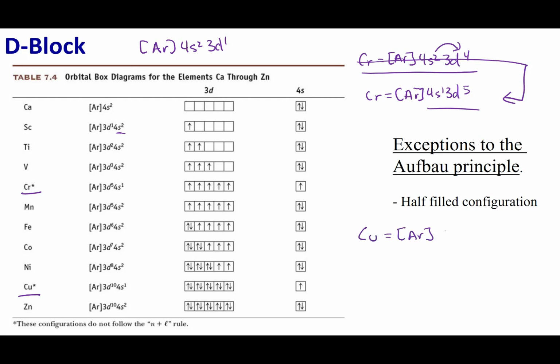If copper were following the rules, it would be argon core 4s2 3d9. But it turns out it does the same thing and promotes 1 electron to get that s orbital half filled. So its true configuration is argon core 4s1 3d10. So these are the only two exceptions that I want you to note.